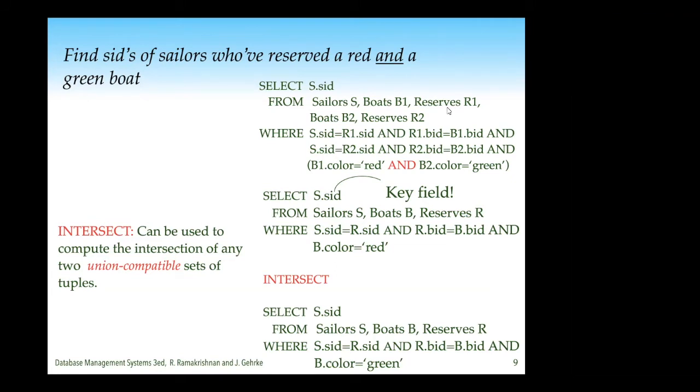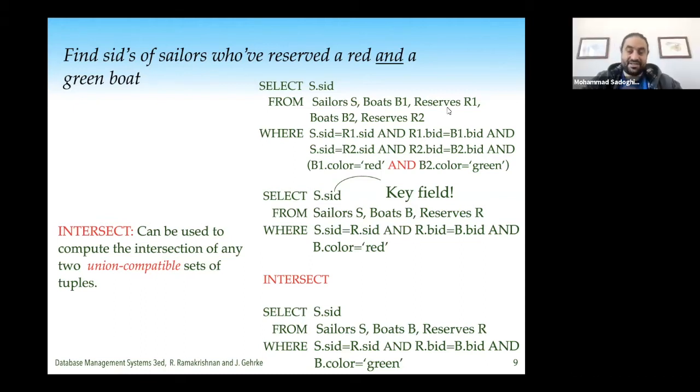But in this scenario, doesn't the first reservation have to be the red boat, and then the second reservation has to be the green boat, or can it be either, like the reversed way? Yeah, that's a very good question. But since it's a self-join, think of that cross product. Every sailor is going to be matched with every reserve and every boat. It doesn't really matter what order it is, because every sailor is going to be matched with all of them, and it's going to be matched with all of them twice. So all combinations, if you think of the cross product, have been considered.